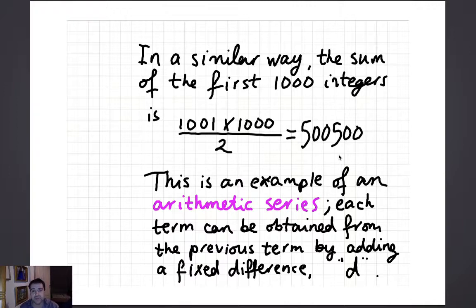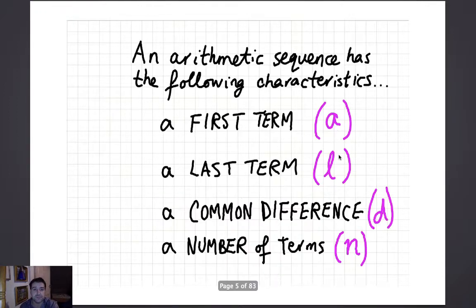So that's an example of an arithmetic series. Each term can be obtained from the previous one by adding a fixed difference, which we'll call D in the terminology of this. So each term plus something gives you the next one. There's a regular difference between each term. So an arithmetic sequence has the following characteristics: a first term, which is commonly referred to as A, a last term, we use the letter L for that, a common difference, D, and then a number of terms, which we'll use N for.